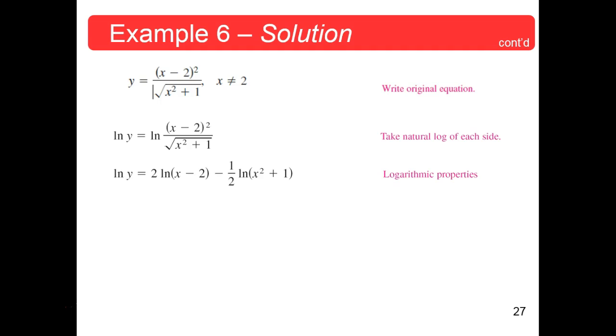Now take the derivative of both sides. The derivative of the left is y prime over y. I like to actually write it as 1 over y times y prime. It's the same thing. Then this is 2 times 1 over x minus 2, and this is minus 1/2 times... The chain rule will give the 2x, and the 1 over this is the log thing. So that gives you that. The 2's will cancel out there.